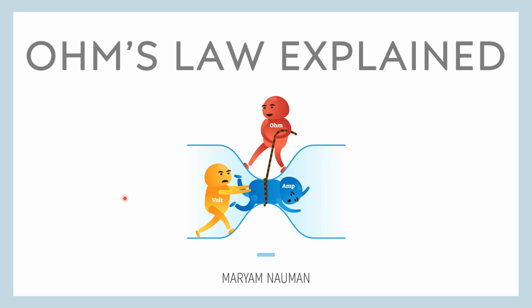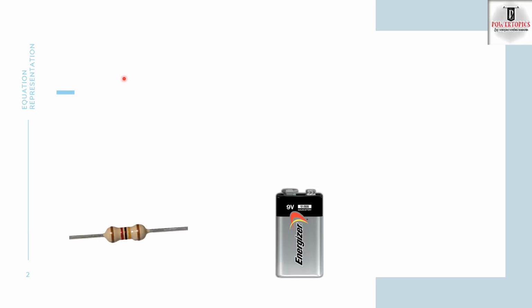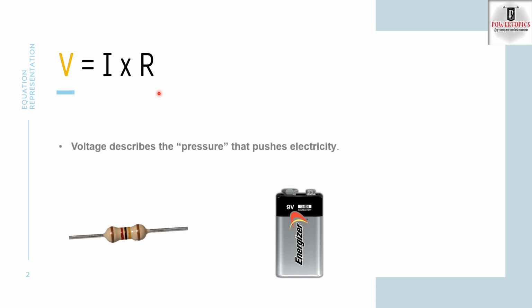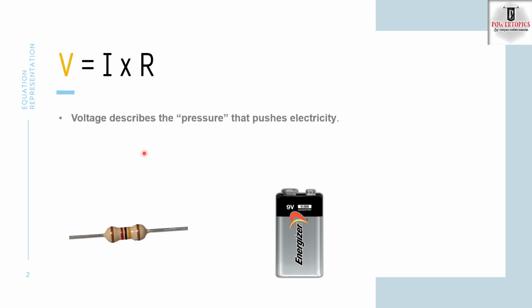Today we'll be learning about Ohm's law. Before we move on, do you know what these letters represent in this equation? V is the voltage. The voltage describes the pressure that pushes electricity. You can take a look at this battery. This battery has 9 volts.